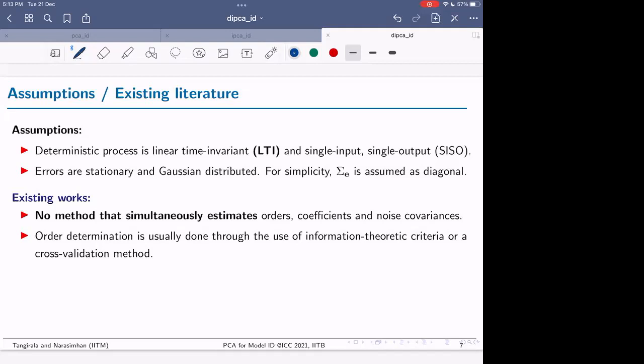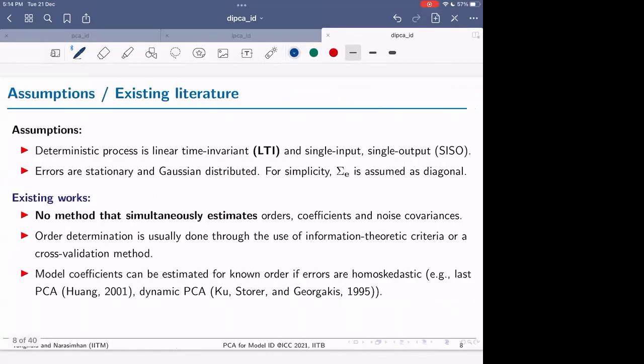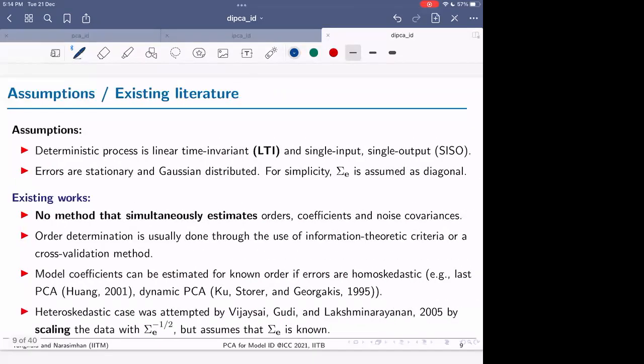So you see people using AIC or BIC or cross-validation or some other minimum description length (MDL) method and so on. But those are still considered heuristics. Here, we are not going to use any such heuristics and will estimate the order accurately. And as I said, there are methods that can estimate model coefficients for known order if errors are homoscedastic. So that is pretty restrictive.